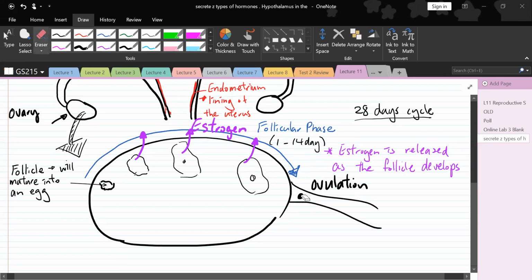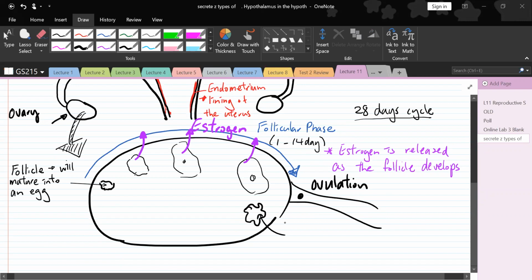Ovulation occurs right in the middle of the cycle. And of course, the egg goes into the fallopian tube, right? That's what this thing is. What happens is you will have some leftover materials from the ovulation. The egg is released into the fallopian tube, and then we will have some leftover stuff.